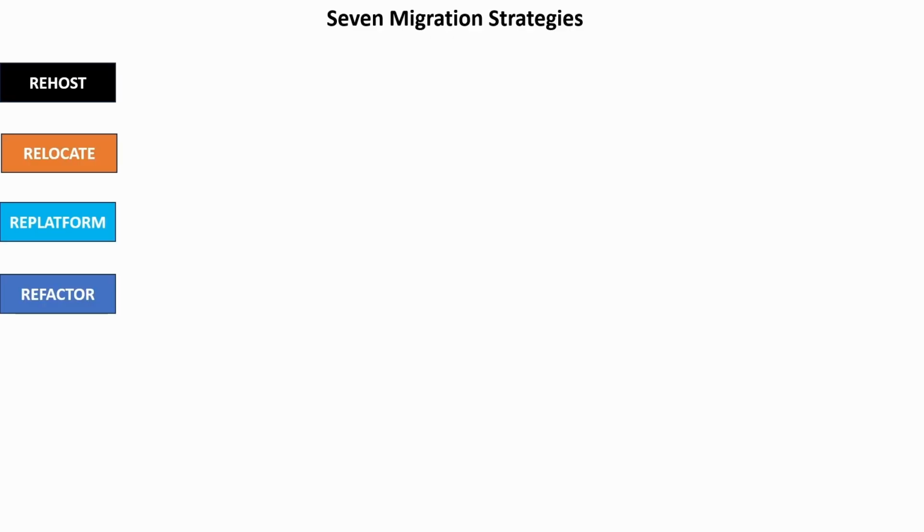Let's discuss the 7 migration strategies. When it comes to actually moving an app, you have 7 options. We call these the 7 R's. These are rehost, relocate, replatform, refactor, repurchase, retain, and retire.